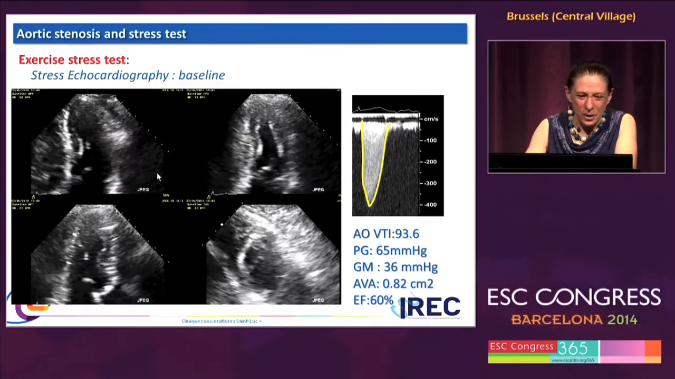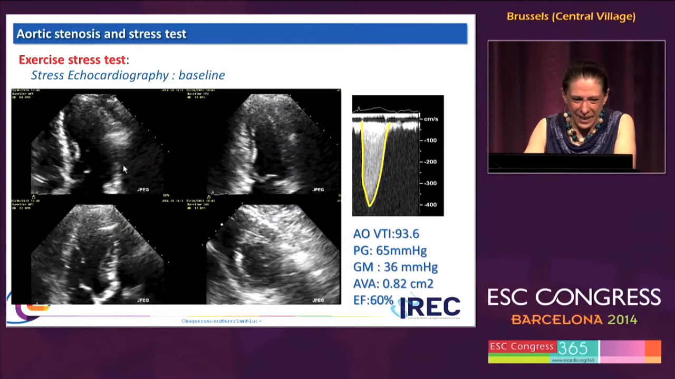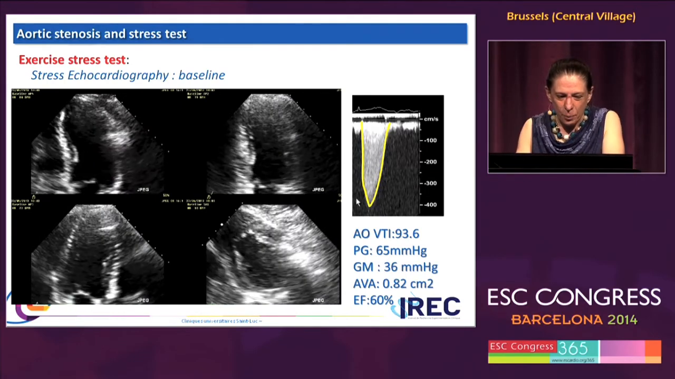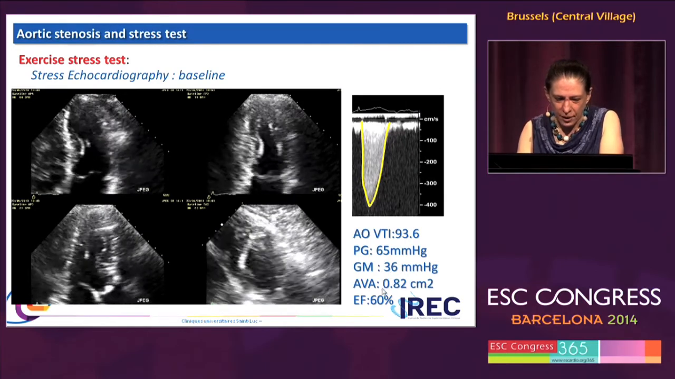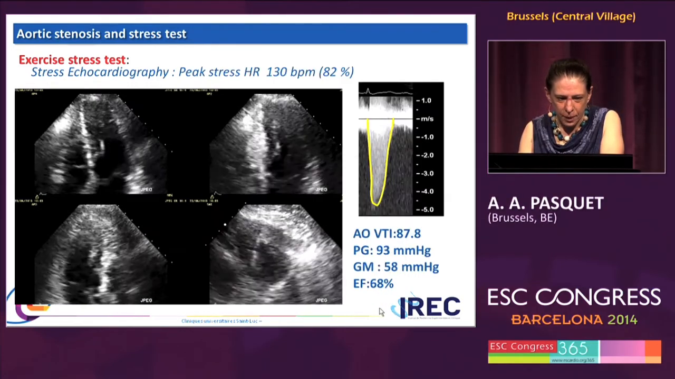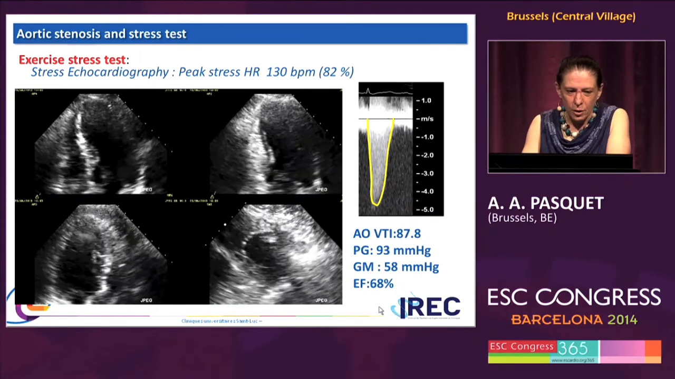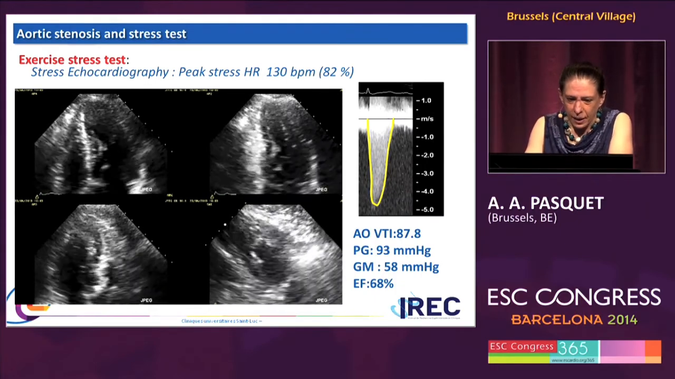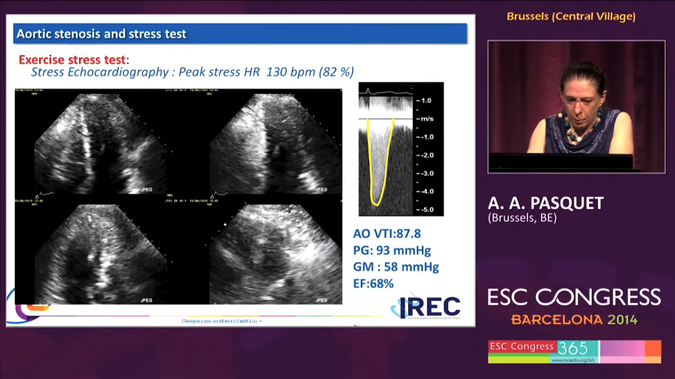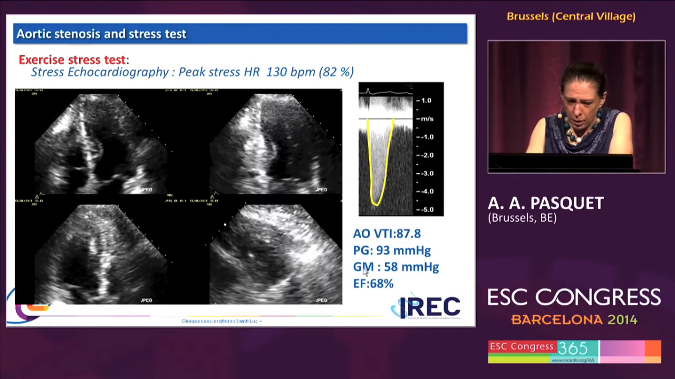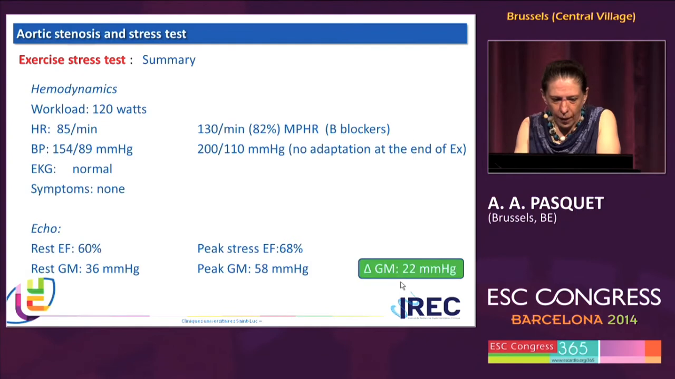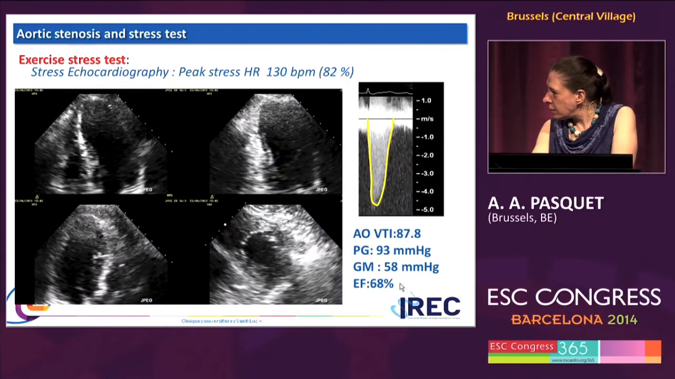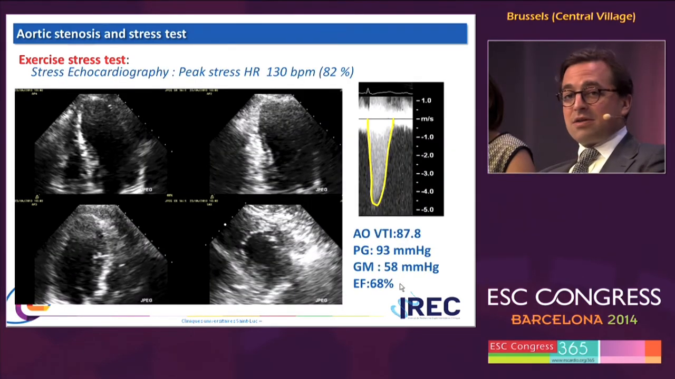So this is the result of the echo. This is the baseline data. So as you know, peak gradient 65, mean gradient 36, EF 60%. Just to show you the result of the exercise echo, you go to 93 millimeter of mercury peak gradient, mean gradient is 58, and EF increases. So I think this is very interesting to look at the Doppler curves at this stage.